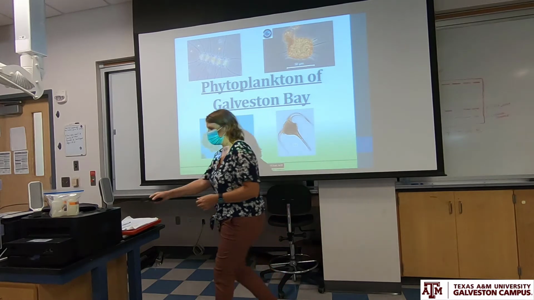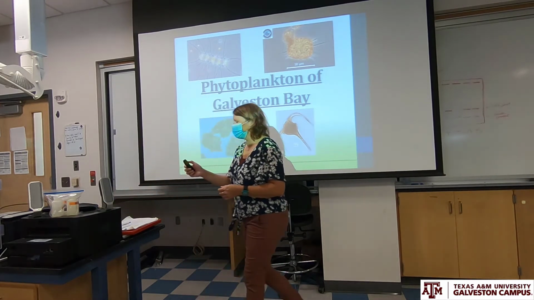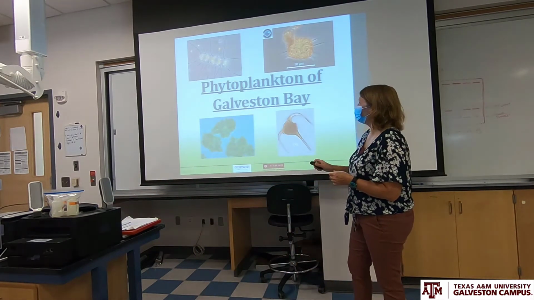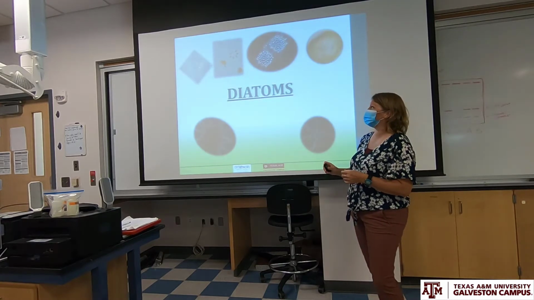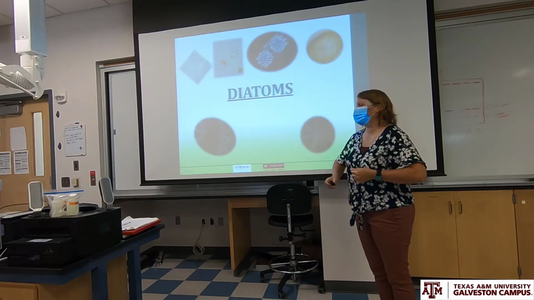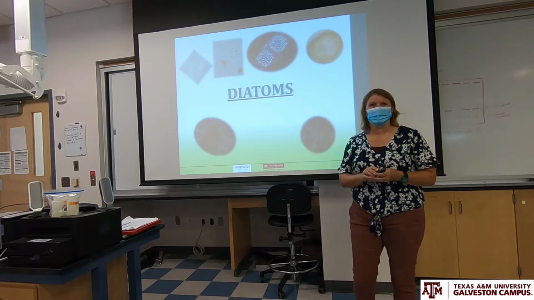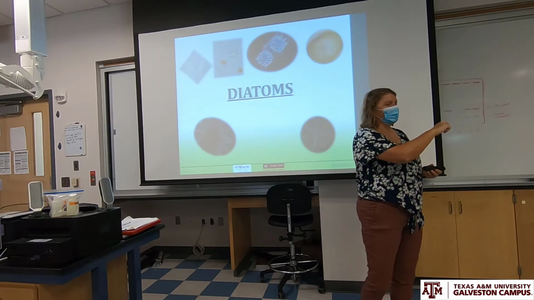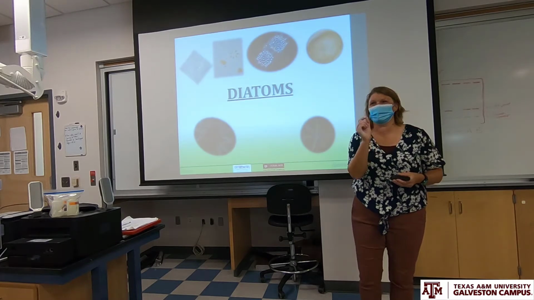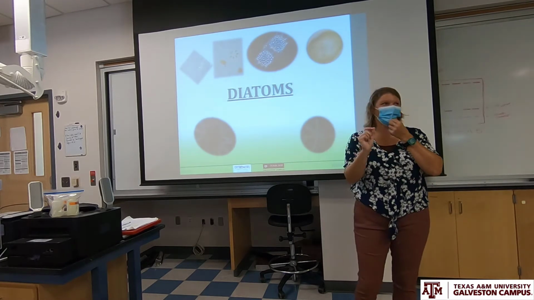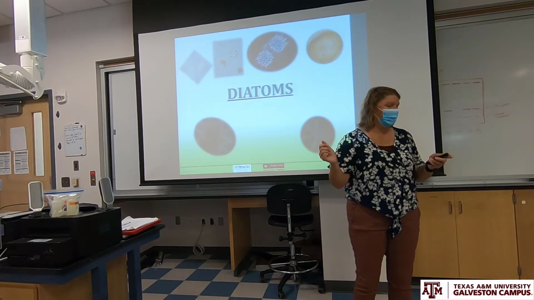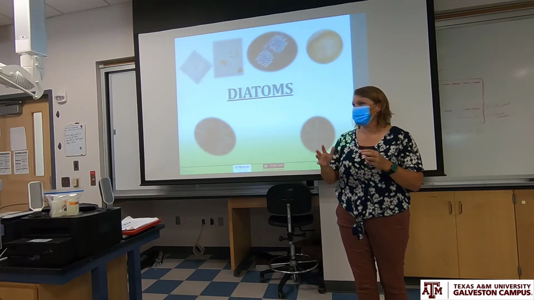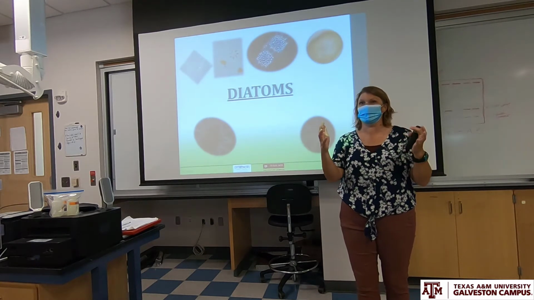Oh, I grabbed the wrong clicker. We're going to go through and look at some examples of different types of phytoplankton that you may see in your sample. So again, you're primarily going to be seeing diatoms. You may every once in a while see a little round cell cruise across your slide, and that may be a dinoflagellate. They're typically much smaller, but those are mobile. They have the flagella. Diatoms do not have flagella, so they don't actually actively move.